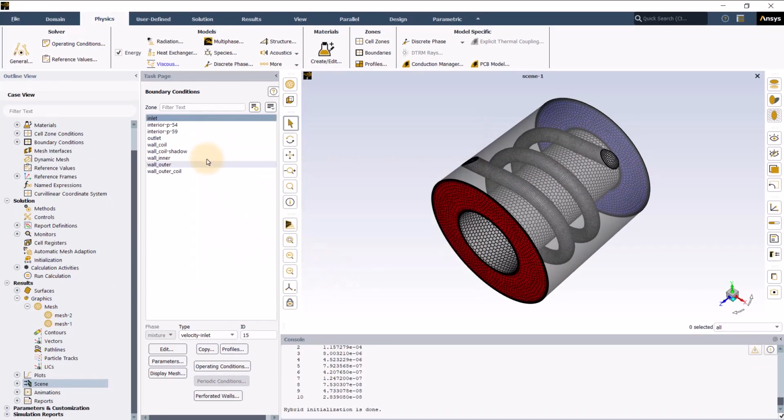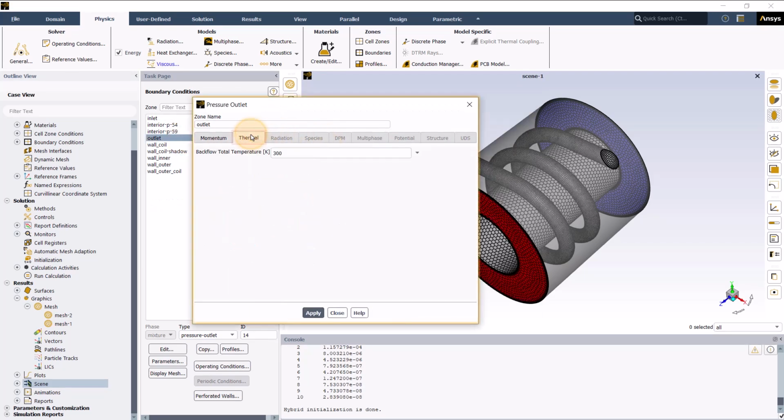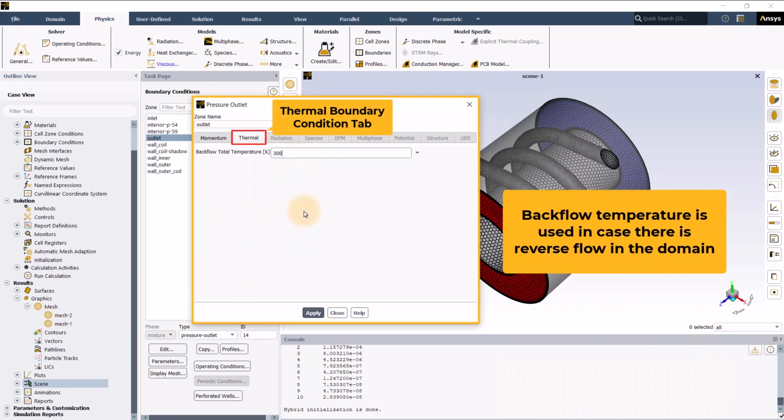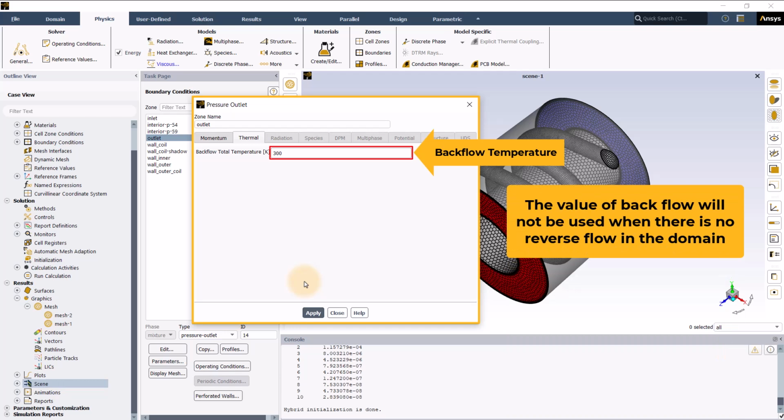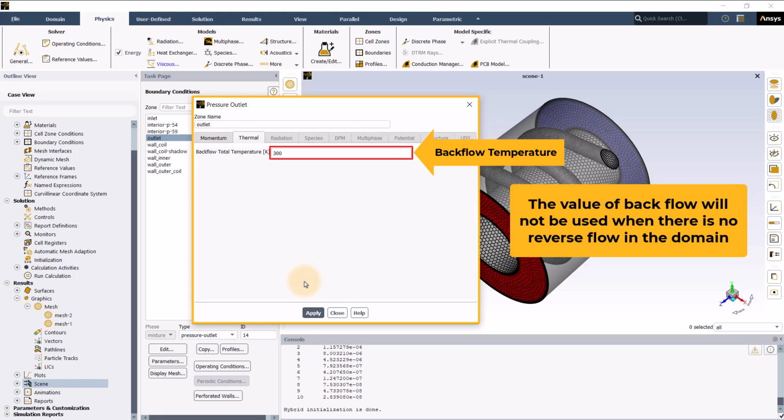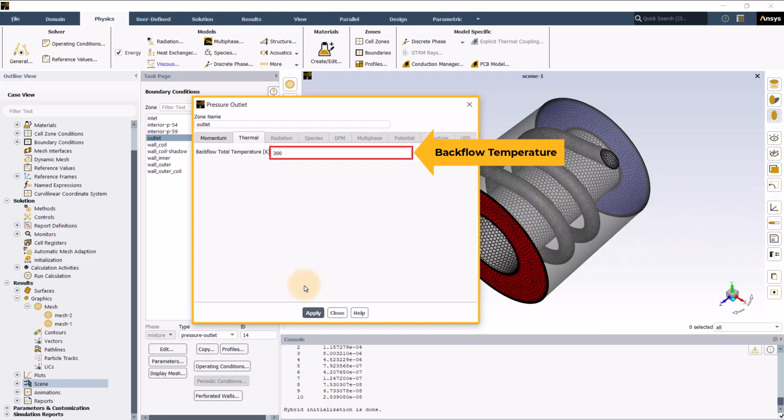At outlets, the value you enter is the backflow temperature, and Fluent will only use it if there's reverse flow, and then only at parts of the boundary where reverse flow actually enters the domain. If there is no reverse flow, the backflow value will not have any effect on the solution, but it's usually a good idea to enter a reasonable value in case reverse flow occurs during part of the iterative process.